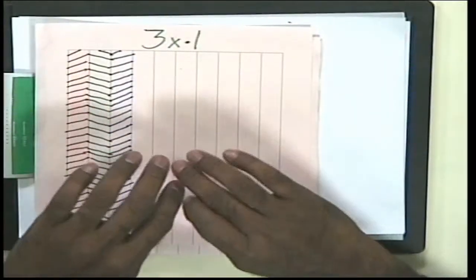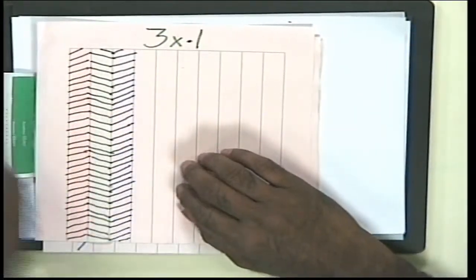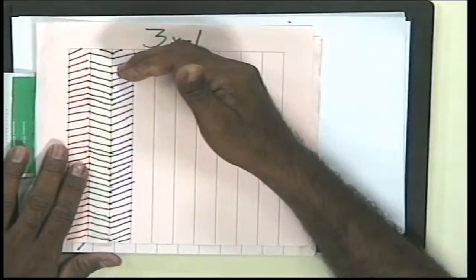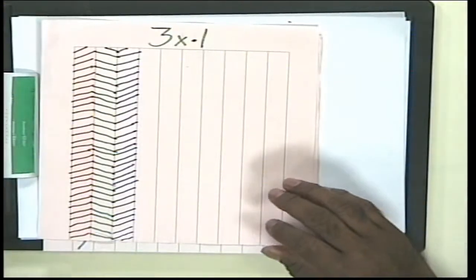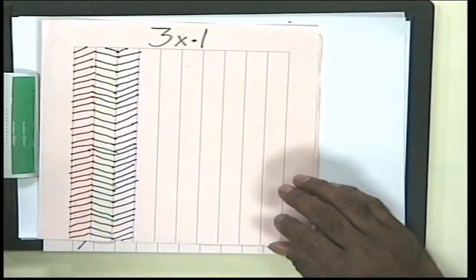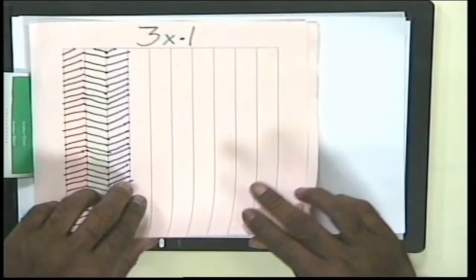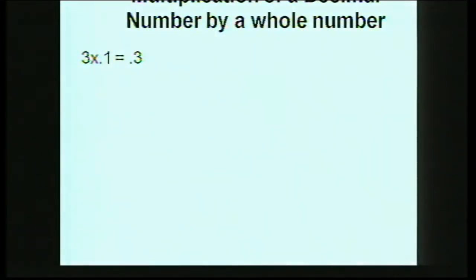Now if you convert this into a fractional form, what will be the fraction? It is 3 upon 10, and we can represent it as 0.3. इसका मतलब है 3 into 0.1 is equal to 0.3. Okay. Now we can move to another example.